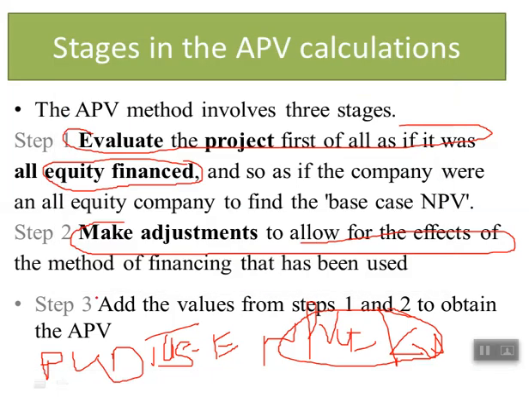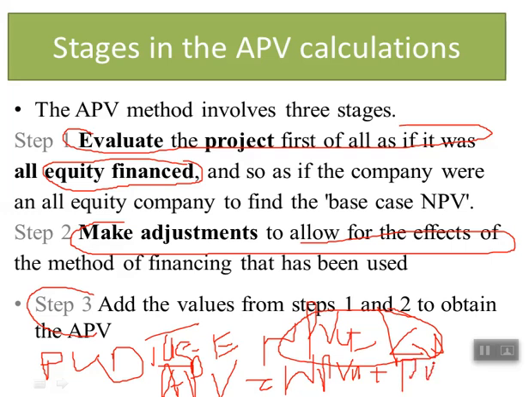Now, the third step, which is our last step, is to get our APV. To get our APV, you are going to get the NPV of a business that is not geared, plus the financing effect, which is the present value of our debt tax shield. Then you get our APV. So these are the 3 steps that you can go through when you are calculating the adjusted present value of the project.